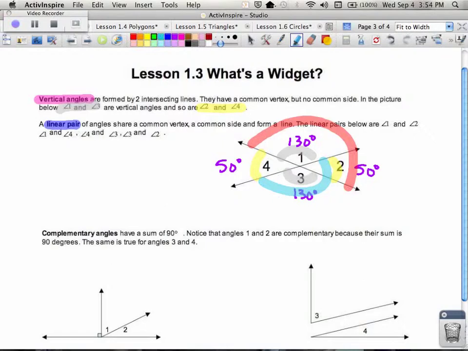We see also that angle 3 and angle 4 are a linear pair. And last but not least, we can also see that angle 4 and angle 1 are a linear pair. So around two intersecting lines, we have four sets of linear pairs. Remember, they have a common side, they form a line and have a common vertex. They add up to 180 degrees is another way to say it.